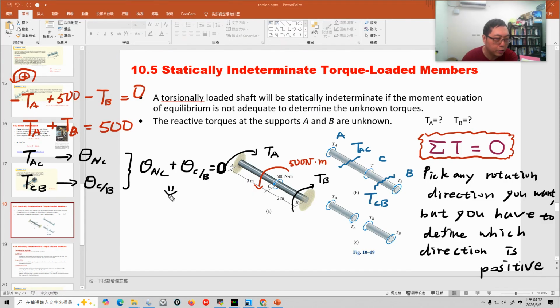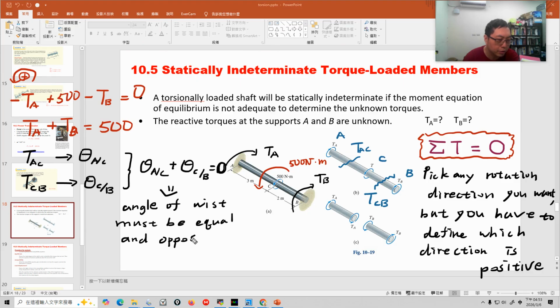That means the deformation, or angle of twist, must be equal and opposite in the AC and CB sections. This is the constraint of the system.